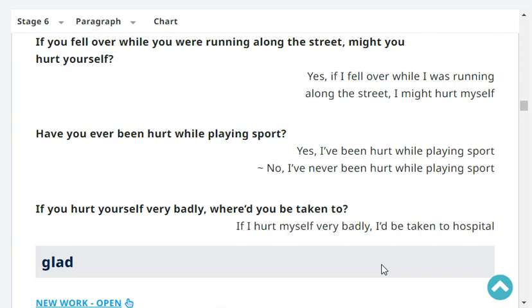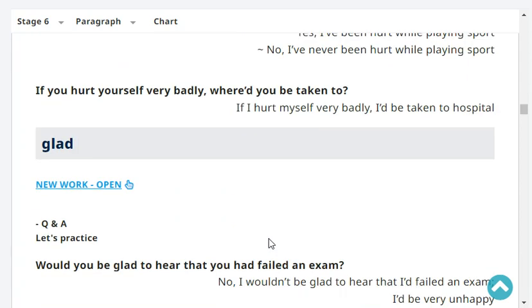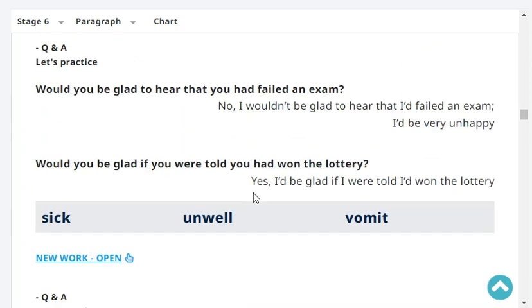Okay, have you ever been hurt while playing sport? Yes or no? No, I've never been hurt while playing sport. Well, if you hurt yourself very badly, where'd you be taken to? If I hurt myself very badly, I'd be taken to hospital. Very good.